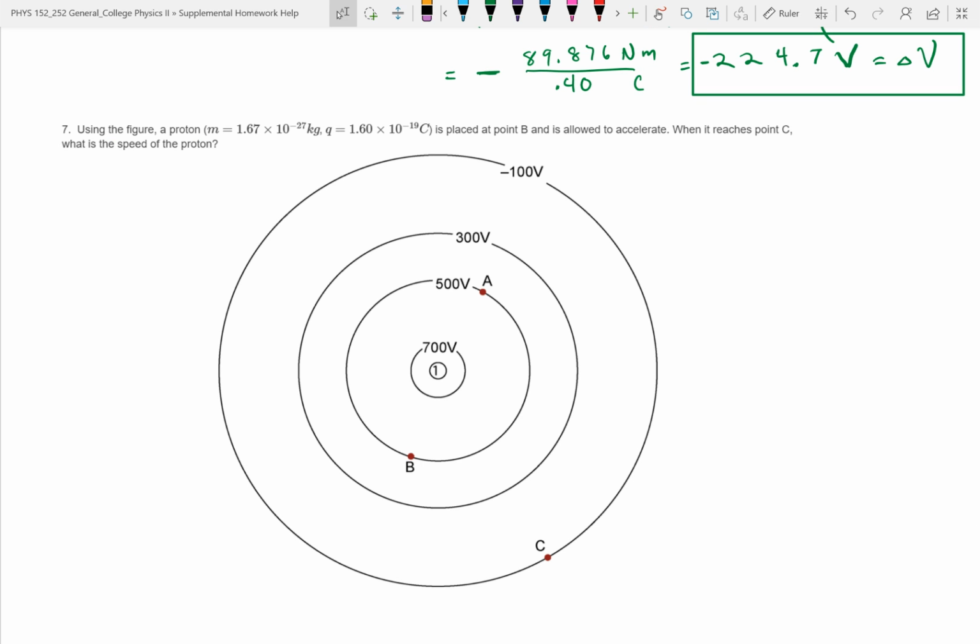Alrighty. Using the figure, a proton is placed at point B and is allowed to accelerate. When it reaches point C, what is the speed of the proton? So it goes from B to C. What is the information you have that's going to allow you to do this?